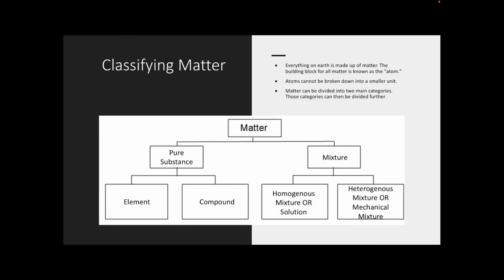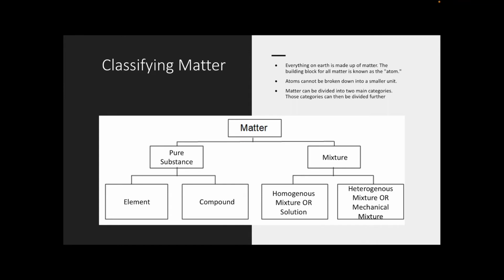Next, let's classify matter. So everything on Earth is made up of matter, as we just talked about, but the building block for all of this matter is known as the atom. It is the smallest unit, and you cannot go any smaller than an atom.